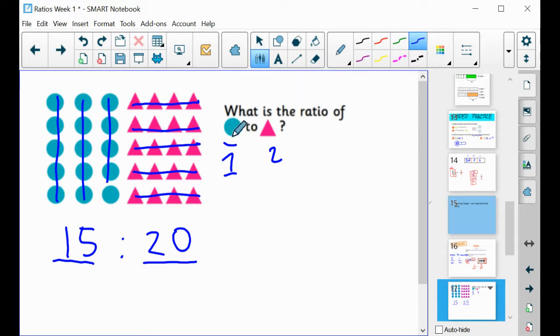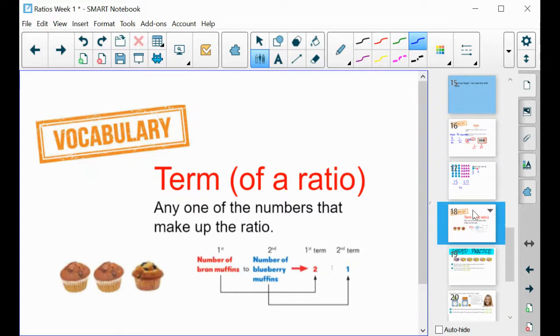So the ratio of green, or I guess turquoise circles to triangles is 15 to 20. So for every 20 of these, we're going to have 15 of these. For every 15 of these, we're going to have 20 of these. Okay, moving on to the next slide.